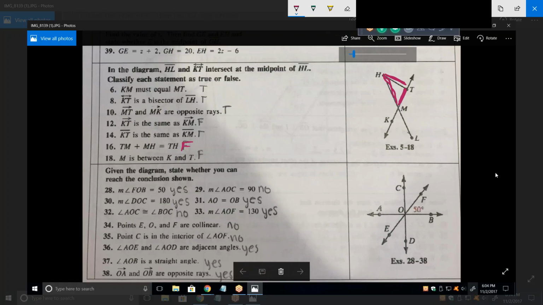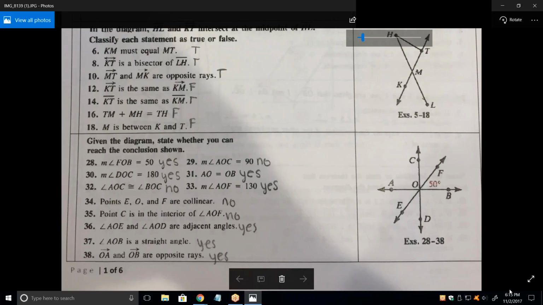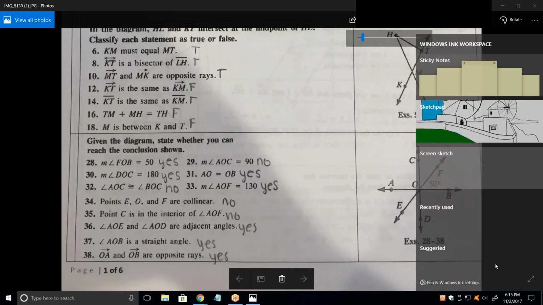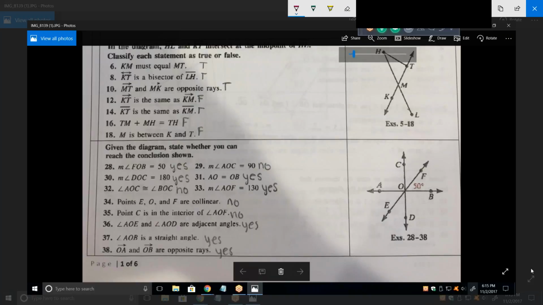Let me look at it without all my scribbling on there. M is between K and T. Yeah, it is. We don't know that it's halfway in between, but it's definitely in between. Okay, let's go down. Should we just scroll down here? Sure, just to make sure that these are correct.